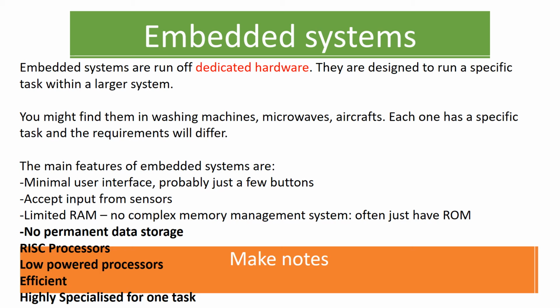We could potentially have Harvard architecture when we're thinking about the structure of an embedded system. Remember, that has split memory. That means we could have RAM for the instructions, which is held separately to our RAM for data. They usually have low power and they're efficient.